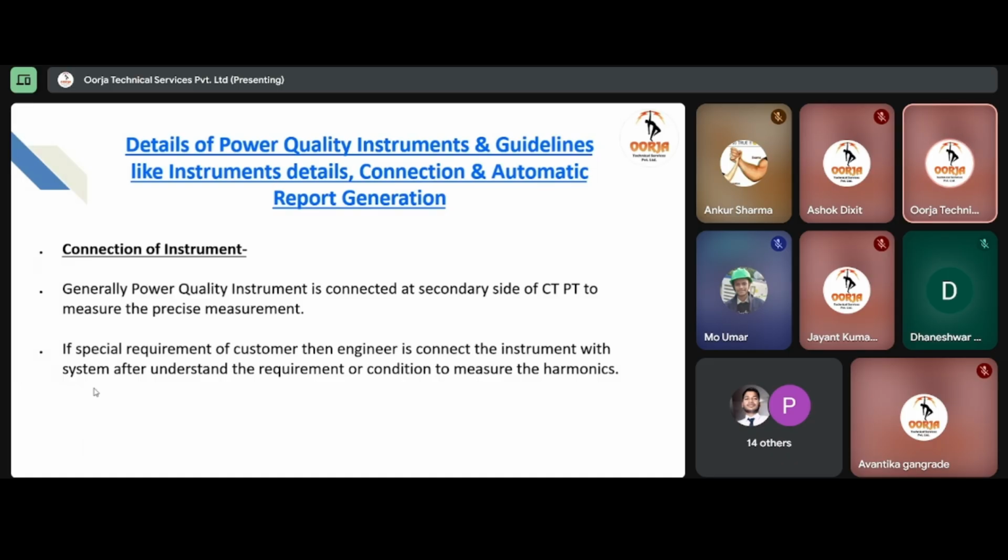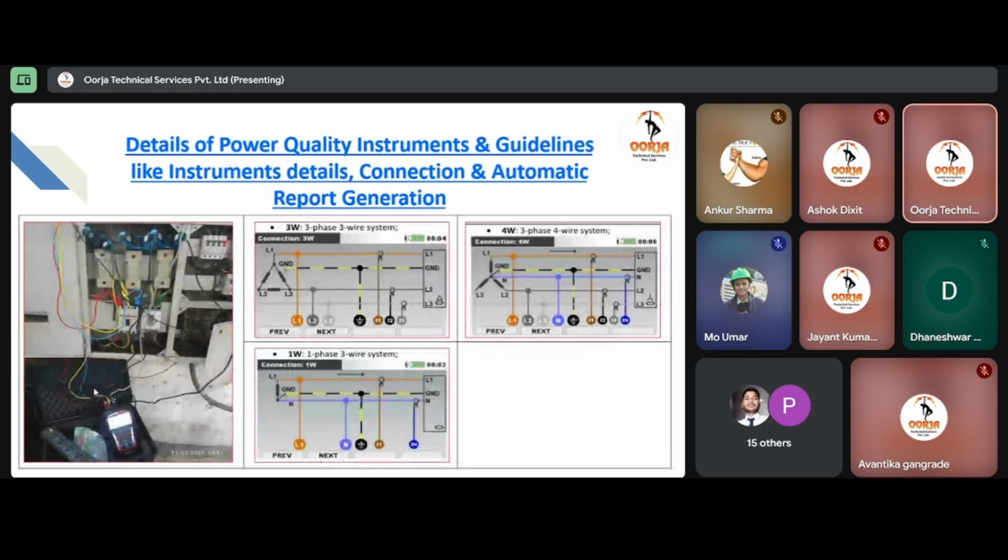Connection of instrument. Generally, the power quality instrument is connected at the secondary side of the CT/PT to get a precise measurement. If there is a special requirement from the customer, then the engineer connects the instrument to the system after understanding the requirement or condition to measure the harmonics. In this slide, we are showing some connection diagrams: 3-phase 3-wire, 3-phase 4-wire, and single-phase 2-wire, and on the left side we are showing how to connect the instrument with the system in the field.